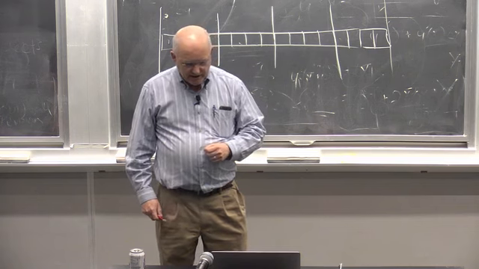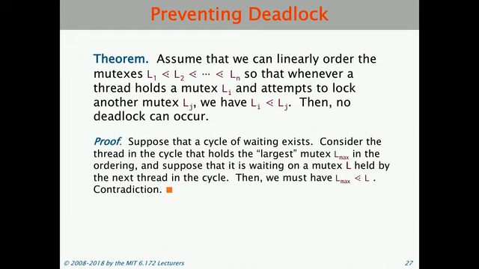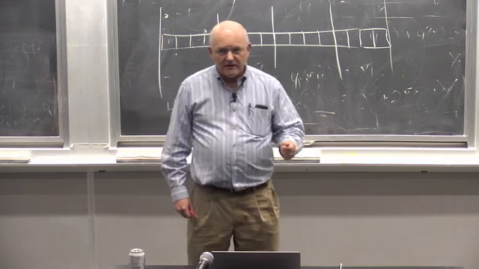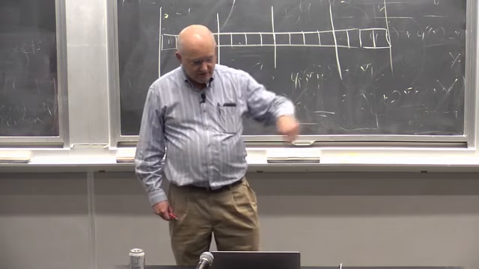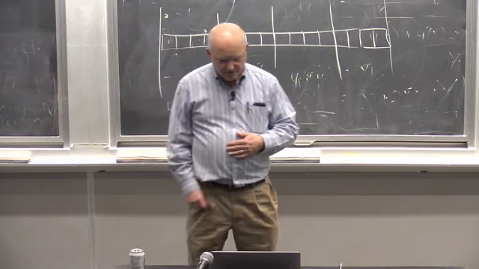Okay? And so here's the proof. You know I like proofs. Proofs are really important. So I'm going to show you that if you do that, you couldn't have a cycle of waiting. So suppose you had a cycle of waiting. We were in a situation where everybody is holding chopsticks and one of them is waiting for another one, which is waiting, all the way around to the first one. That's what we need for deadlock to occur.